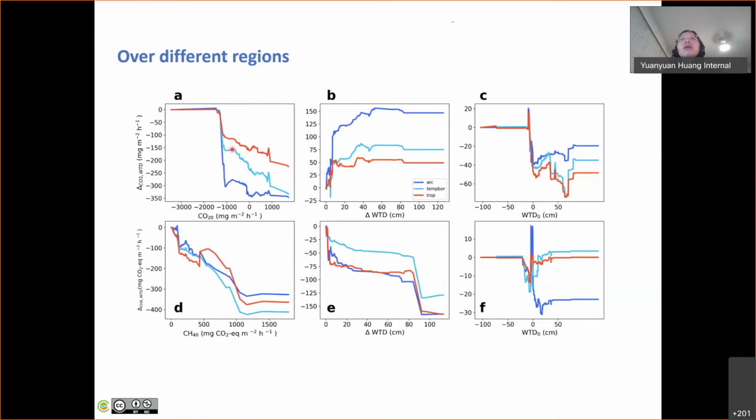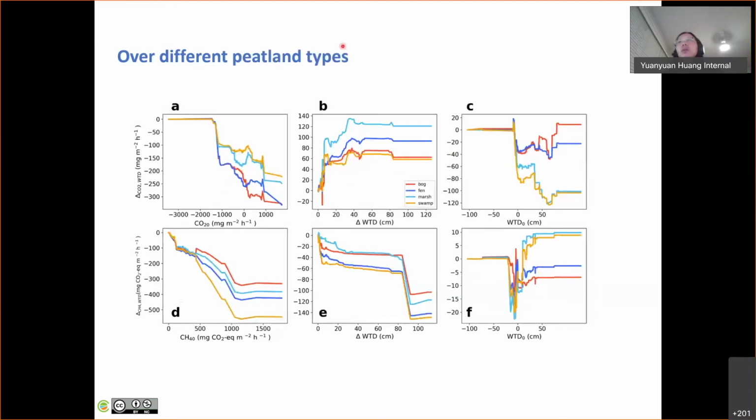The red line corresponds to the response from the tropical region, the other color is from temperate and boreal ecosystems, and the blue is from Arctic ecosystems. It really depends on whether people are interested in the region or other groups. It's quite neat to group them together and get some information we can look into. And we can also group them by different peatland types.